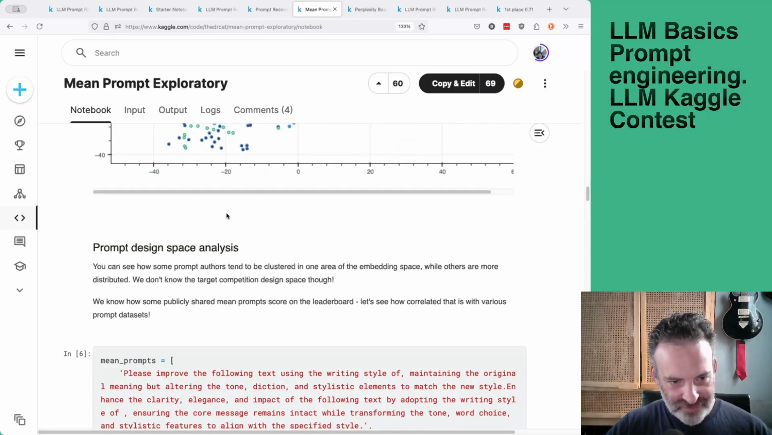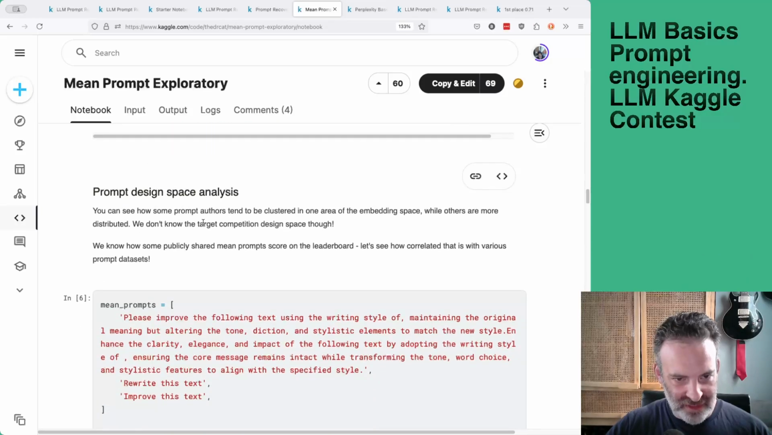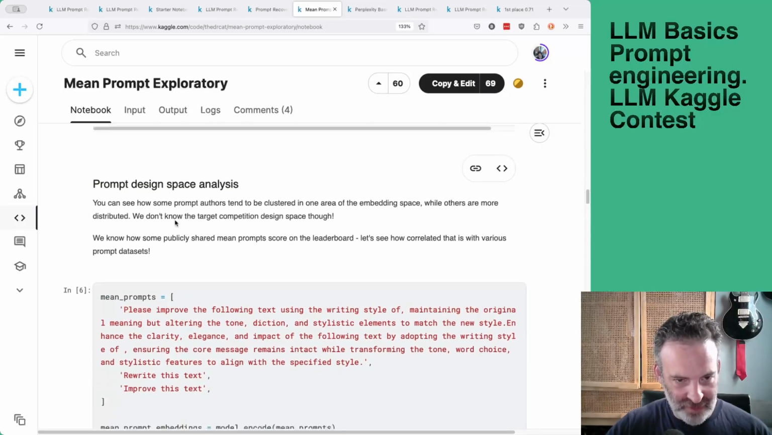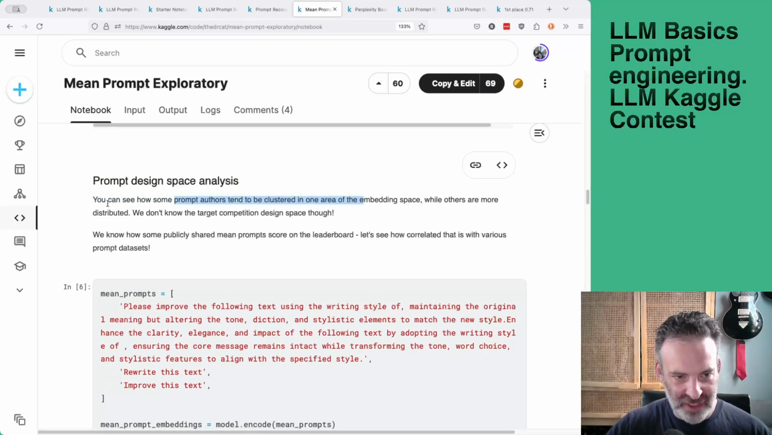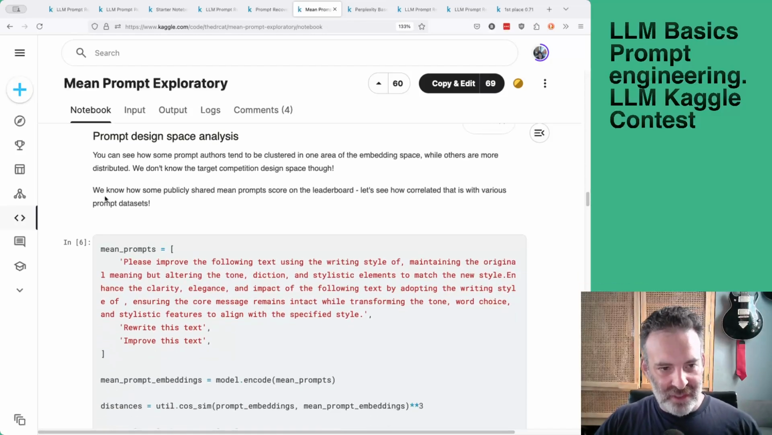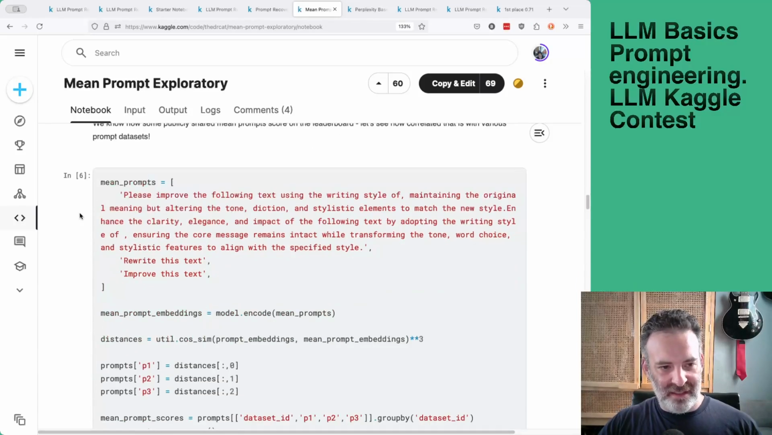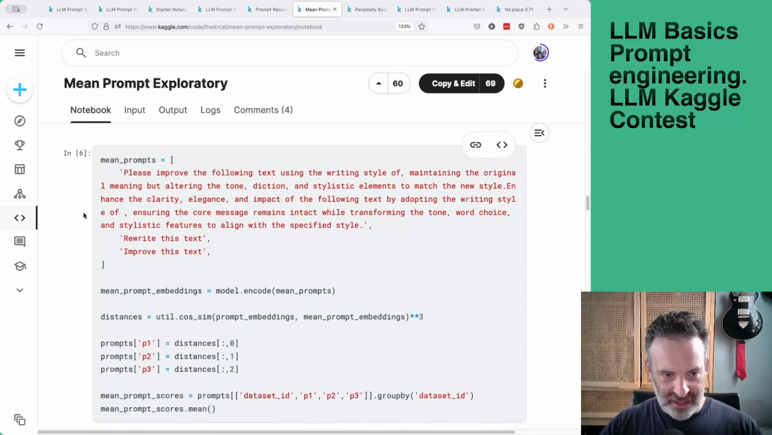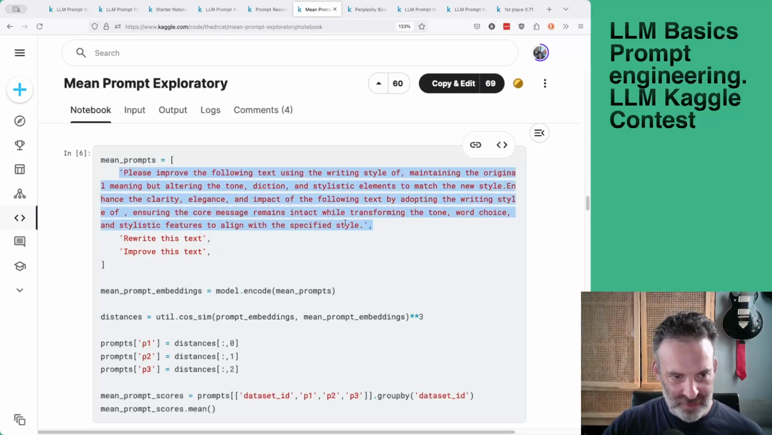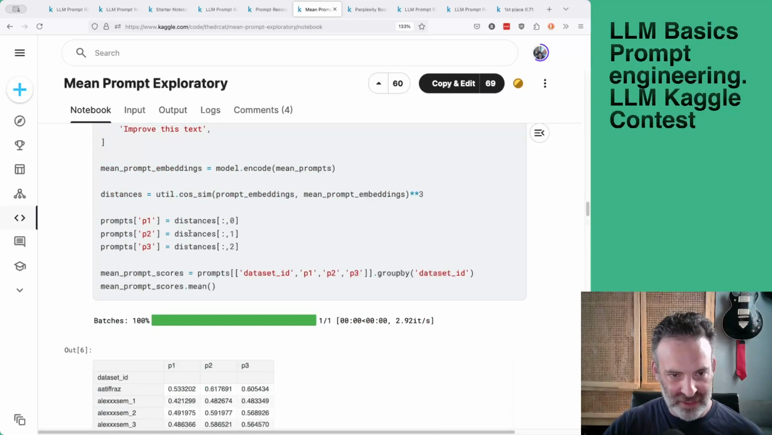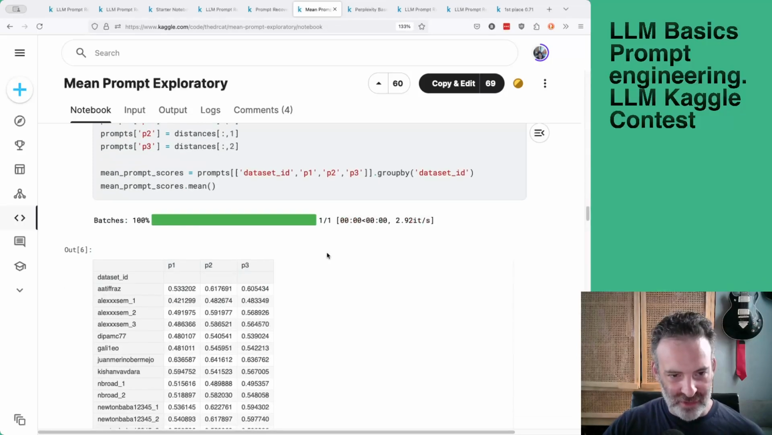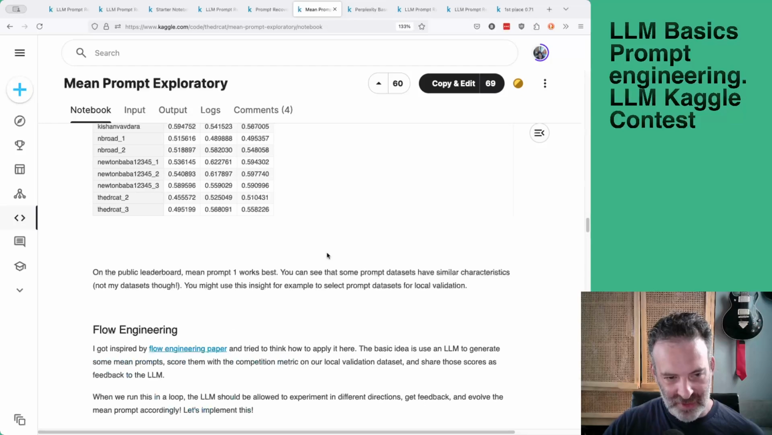As he mentions, some are clustered in one area of the embedding space, and we don't know the competition space because we don't have the data. So the mean prompts: if you simply use this prompt over and over again, it scores relatively well on the public leaderboard.